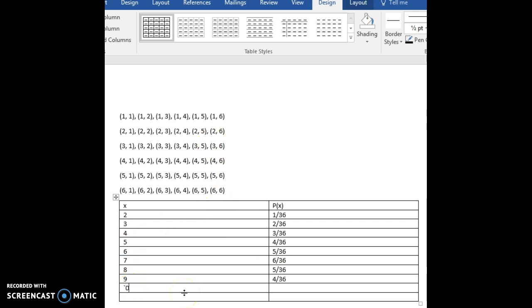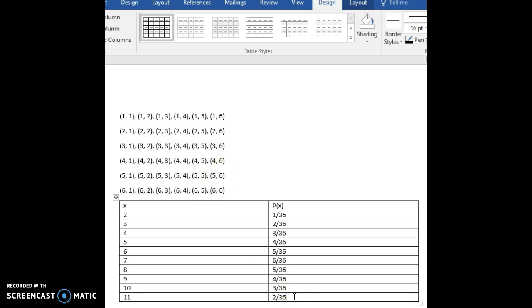And now we want those that add to 10. Well, next diagonal over, 6 and 4, 5 and 5, and 4 and 6. There are 3 of them out of 36. And then 11. Well, 6 and 5, and 5 and 6, so there's 2 of them out of 36.